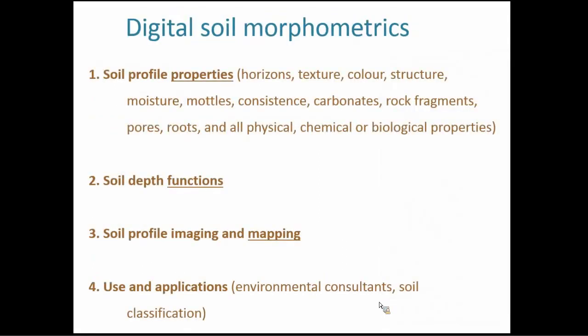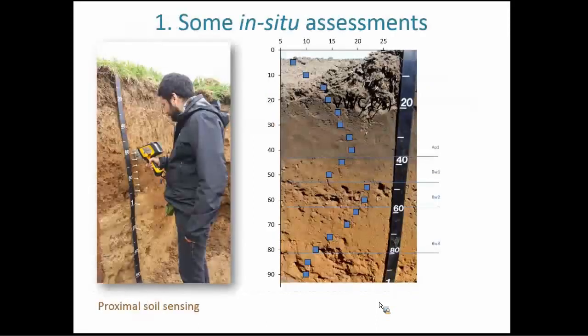So there's three parts of it, and I won't say much about this, but we can have a little bit of a discussion on the use and applications. It's about the properties that we can do, and these are common properties that we assess in the field for each horizon. It's about the function, and then about the mapping. So let's first do some quick in-situ assessments, and as Dave already mentioned, it's sometimes named proximal soil sensing, as opposed to remote sensing, which is from a distance or from a chopper or from a satellite. But proximal soil sensing is what you do in the field.